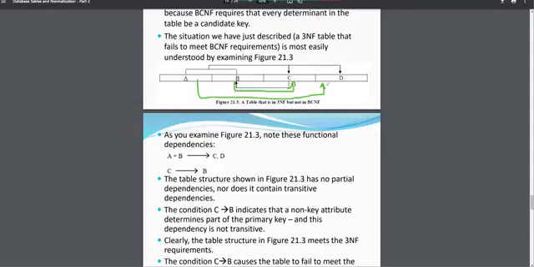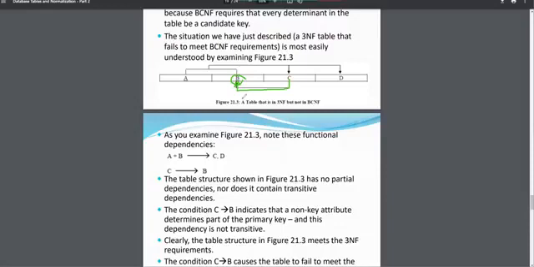So what do partial dependencies mean? A field depends on the primary key. Got that? Right? Here, in this Boyce-Codd normal form scenario, this key depends on this key. Got that? That is the difference. That is the new thing. This is already in third normal form.